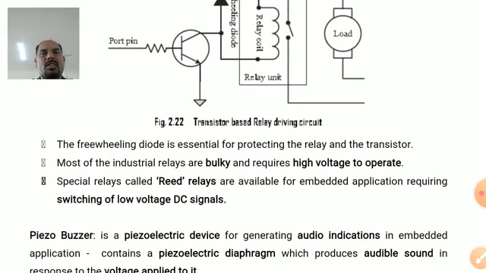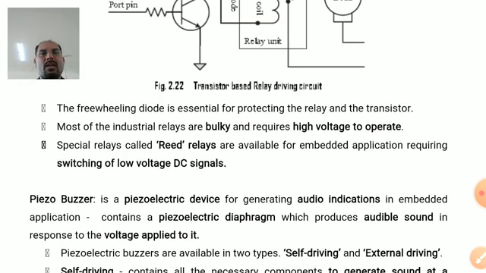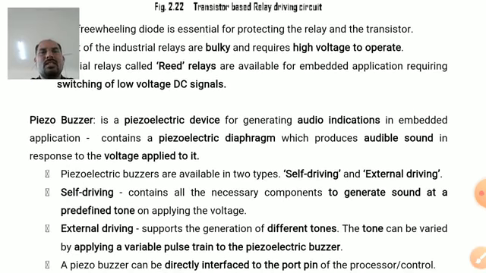Most of the industrial relays are bulky and require high voltage to operate. We are using special relays called reed relays for embedded applications, which require switching of low voltage DC levels. Next is the piezo buzzer.